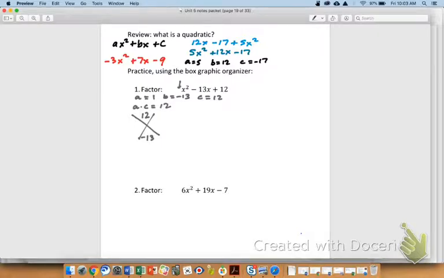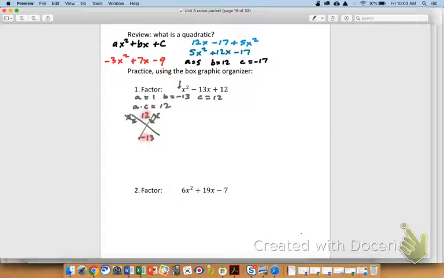Okay, so what I'm trying to do here is figure out which numbers multiply to be 12, and at the same time add to be negative 13. And there's a lot of options here. So I could think of maybe 3 times 4. And 3 times 4, of course, is 12. But 3 plus 4 is not negative 13. So those are out. I could also try 2 times 6. 2 times 6, of course, is 12, but it does not add up to be negative 13.